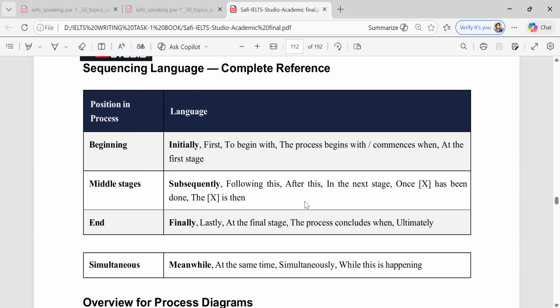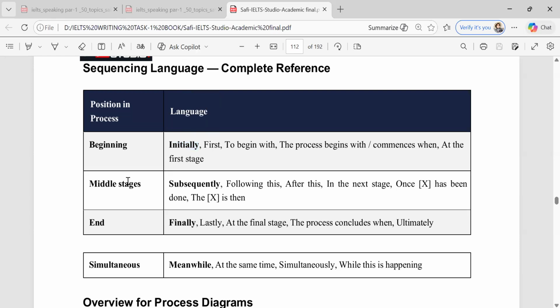So the vocabulary words we can use for that: initially. Can you see initially? We can use initially, first, to begin with, the process begins with, the process commences when, at the first stage. This is the language you will need. It depends on you, any of the words you like, but I prefer using initially. This is my first priority, my first selection would be initially.